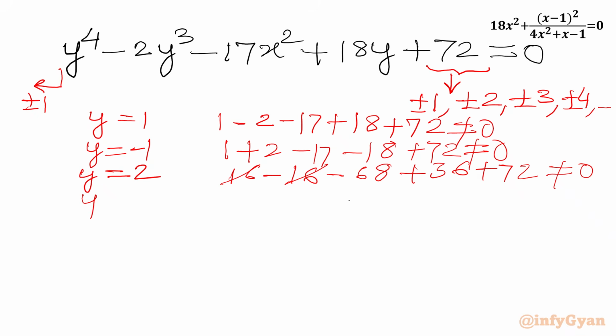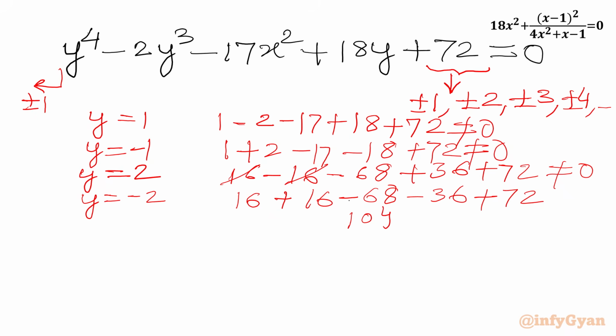Now we have to check y equal to −2. So we'll write here 16 plus 16, then we'll write −68, then we'll write −36, then we have 72. If I add 72 with 32, we will get 104, and −68 − 36 is −104. So yes, this time it is satisfying our equation. We will say y equal to −2 is our base solution.